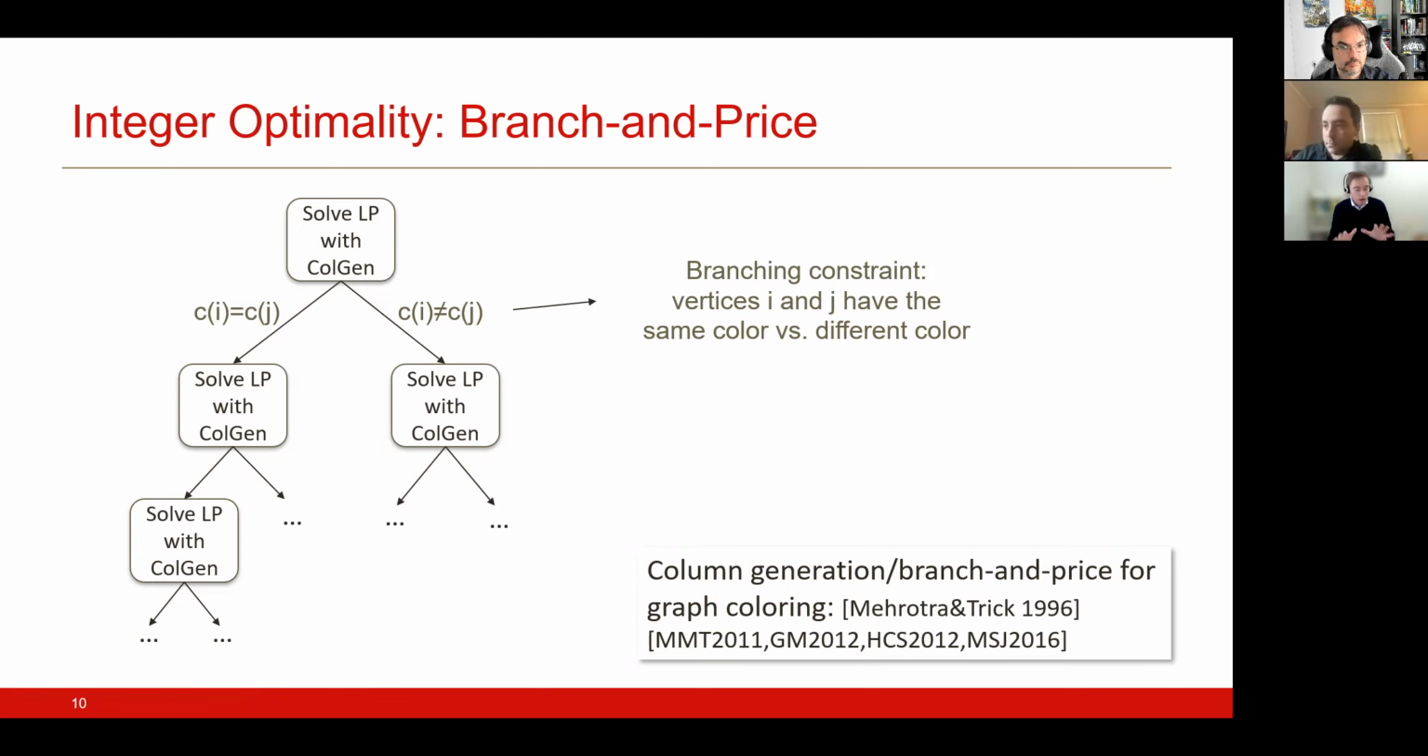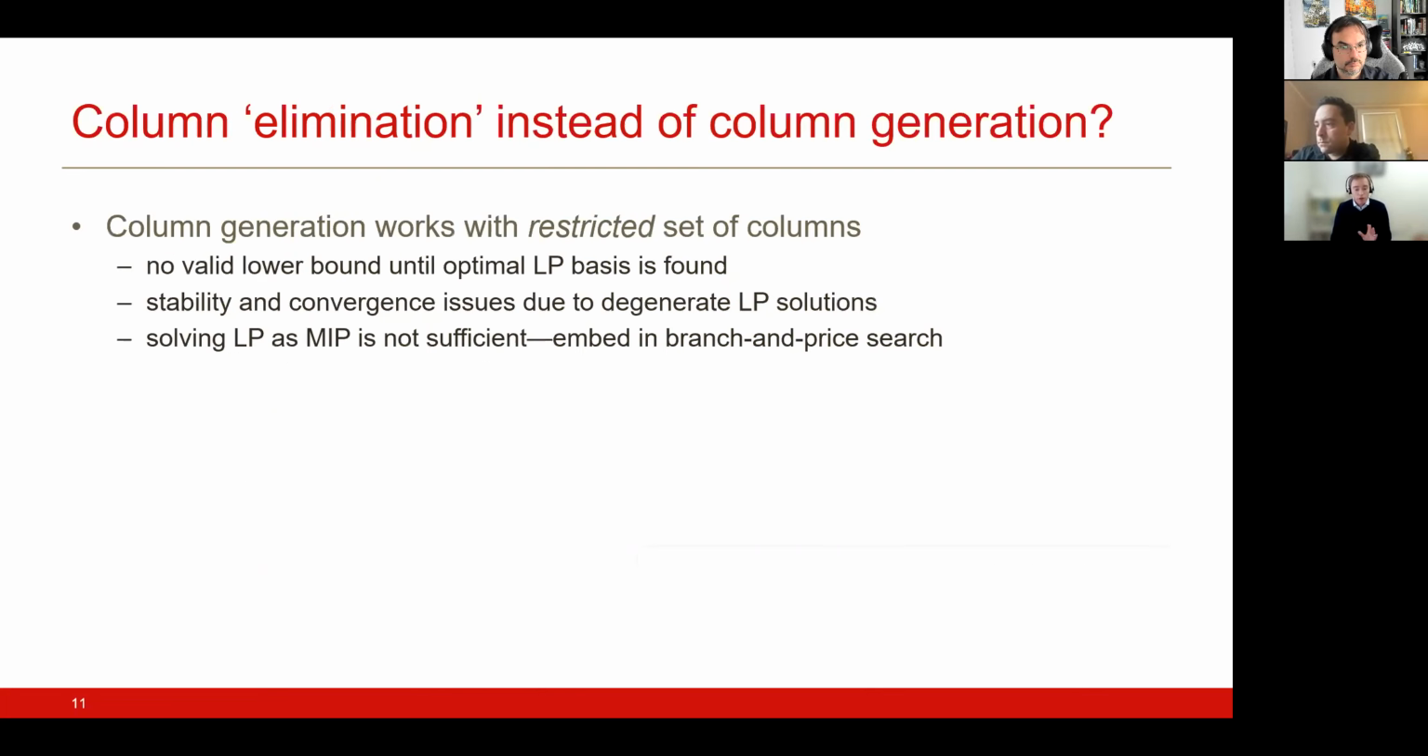This works quite well in this case for graph coloring, fortunately. And for routing, for example, you can do similar branching constraints. But this is still an issue. And what is, for me, as I use it in practice, sometimes an issue, and I found this actually for larger applications, is that they don't get a valid lower bound until you find the optimal basis in your master. And that can take hours and hours.